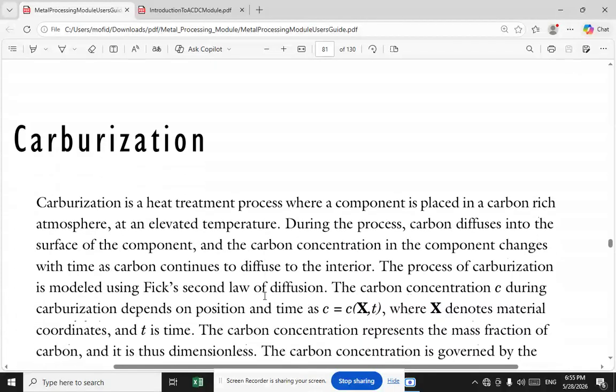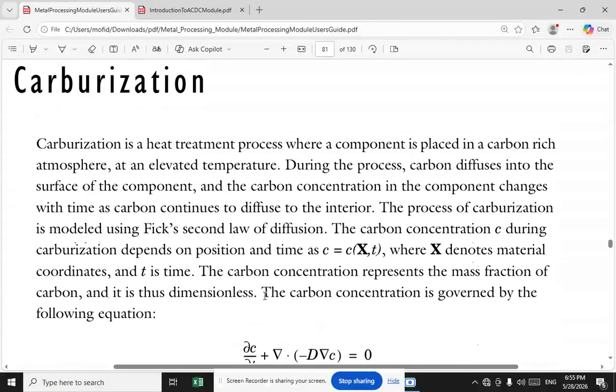Now I want to go through the carburization. Carburization is a heat treatment process where a component is placed in a carbon-rich atmosphere at an elevated temperature. During the process, carbon diffuses into the surface of the component, and the carbon concentration in the component changes with time as carbon continues to diffuse to the interior.